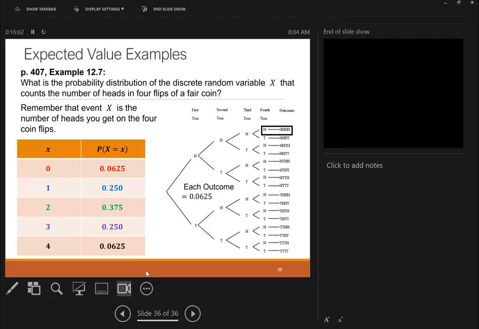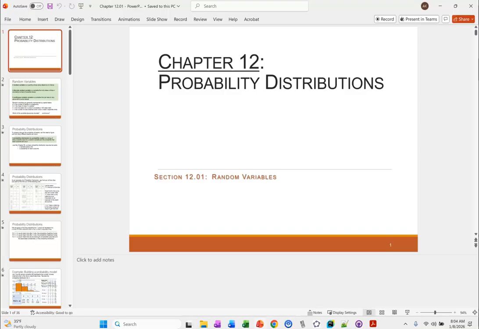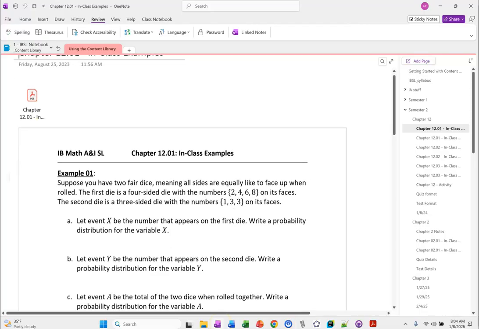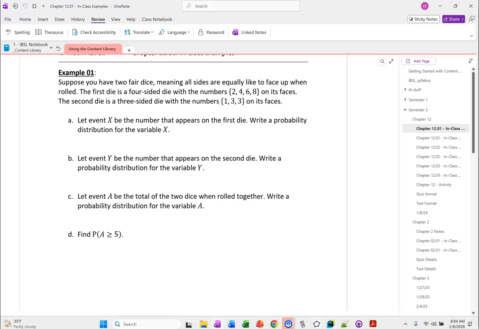Everybody's okay? All right, well, that's the end of this show. Let's look at some of these in-class examples and kind of work through some of this stuff together. Sound good?